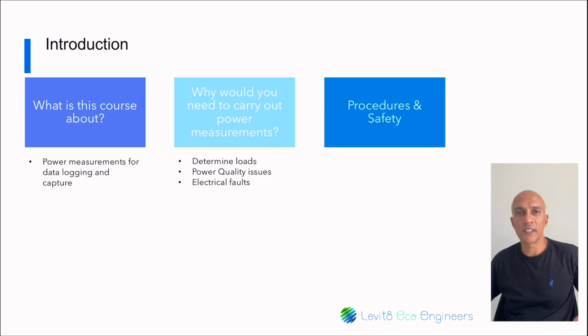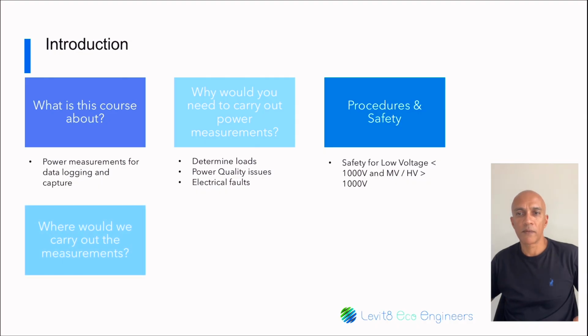What are the procedures and safety? This course demonstrates the procedures and safety requirements for measuring power at low voltage supplies, typically less than 1000 volts, or for medium voltage supplies typically over 1000 volts, such as at 11 kV switchgear panels. Where would we carry out measurements? Low voltage measurements would normally be taken at the distribution panel circuit breakers in a building, next to a transformer room, or at the main or feeder circuit breakers in a miniature substation or in a distribution panel.